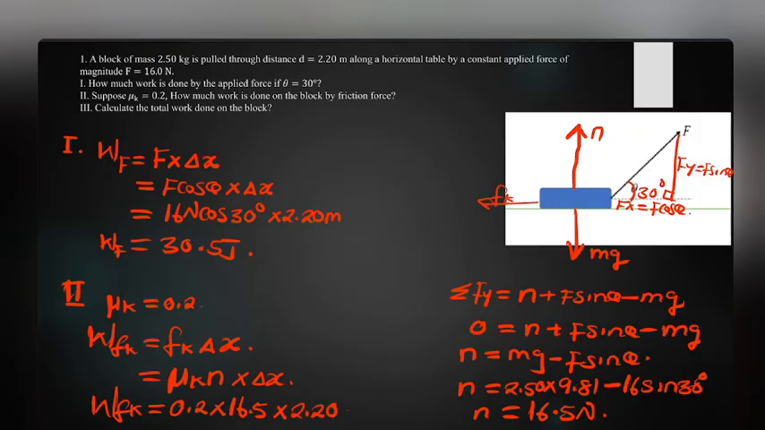So when we punch on our calculator, 0.2 times 16.5, then we multiply this by 2.20. So the work done, we add the negative because the work done by the friction force will be in the opposite direction. So therefore it becomes negative 7.26 joules. So that one becomes the work done by the friction force.